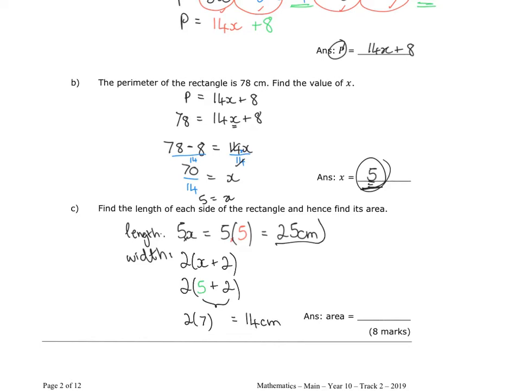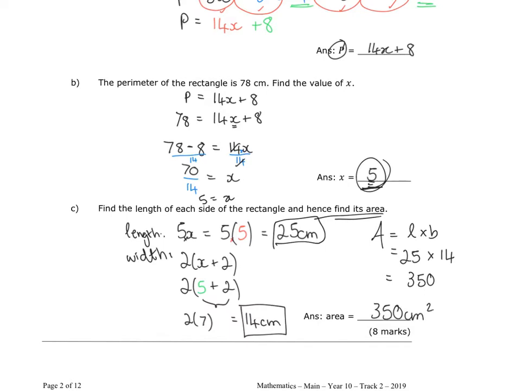So length is 25, breadth is 14 centimeters, and now hence means, once you have your answers, find the area. And the area of a rectangle is length times breadth, so 25 centimeters times 14 centimeters. Use a calculator. And the answer is 350, since it's area, centimeters square. Okay. So next question.